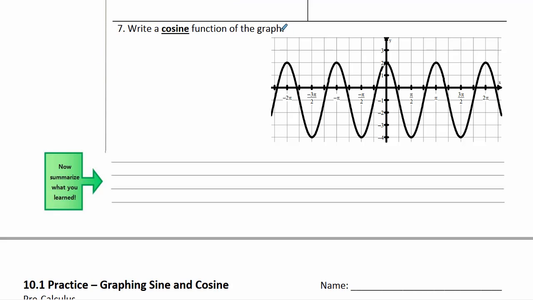Write a cosine function of this graph. Okay, remember cosine is f of theta is equal to a cosine of b theta, and then maybe a plus c if we need it. So let's see here. First thing I got to do is find the equilibrium, which is the halfway, the middle, right?